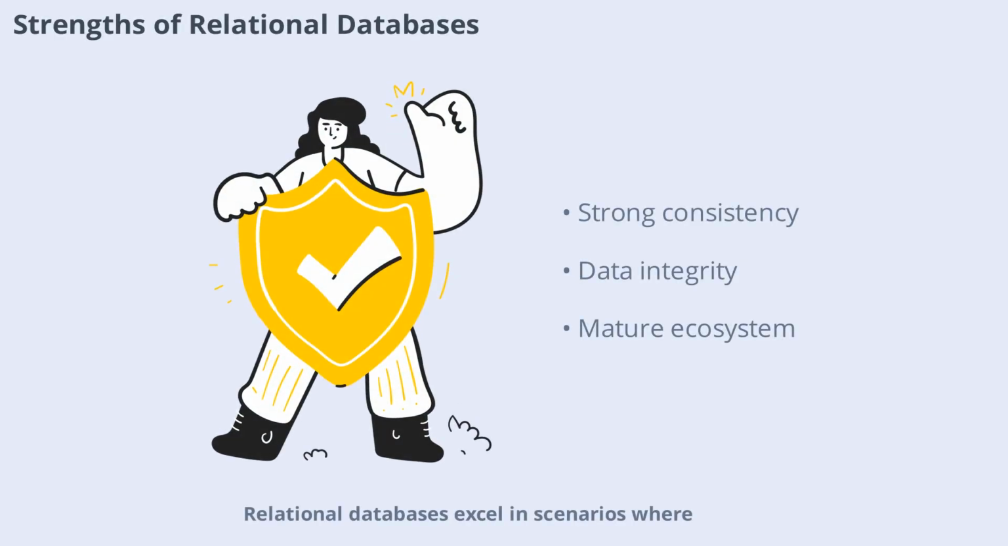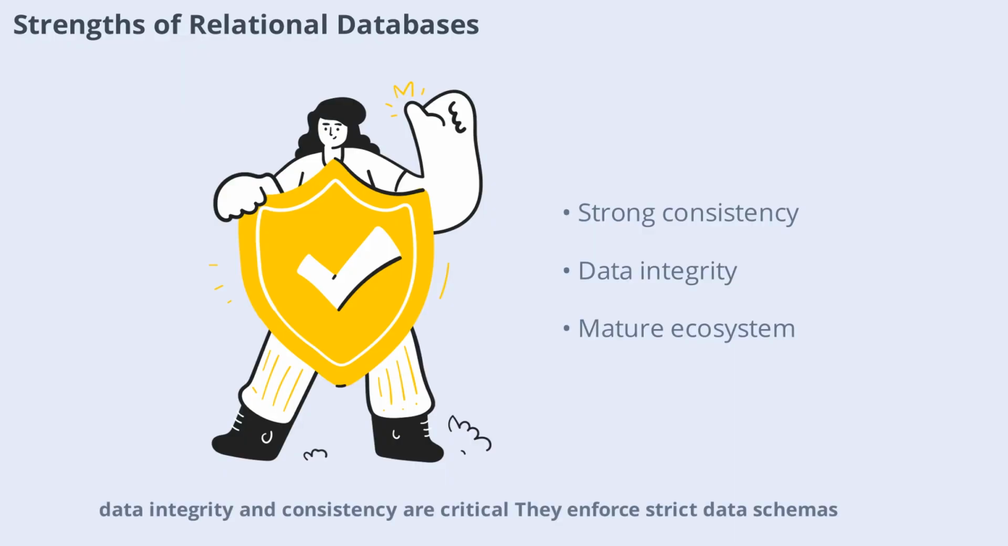Relational databases excel in scenarios where data integrity and consistency are critical. They enforce strict data schemas, which means every piece of data must fit a predefined structure. This makes them ideal for financial systems, inventory management, and any application where accuracy is paramount. Their mature ecosystem offers robust security, backup, and recovery features. However, as data grows and becomes more complex, relational databases can face challenges with scalability and flexibility.